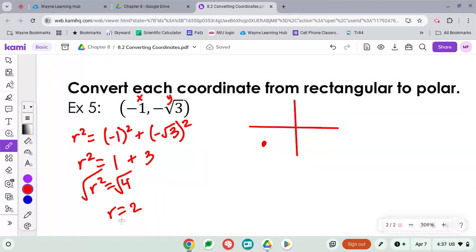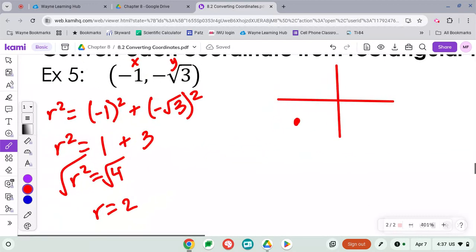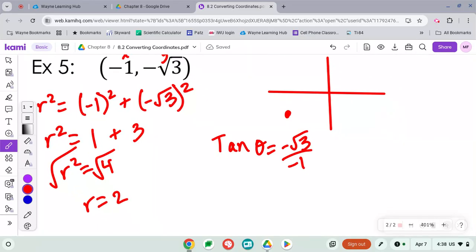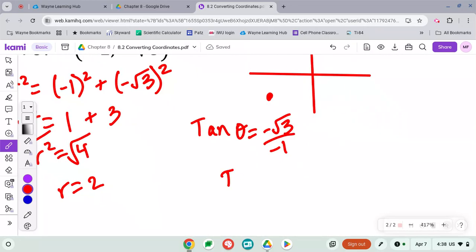So that gives me my r value. That's the distance it'll be. Now I need my theta value. We know it has to be between pi and 3 pi over 2 because it's in quadrant 3. So I go ahead and take tangent of theta. Where is tangent of theta? Y over x. First thing I want to point out, they're both negative, so we can cancel the negatives, and it reduces to tangent of theta equals root 3.